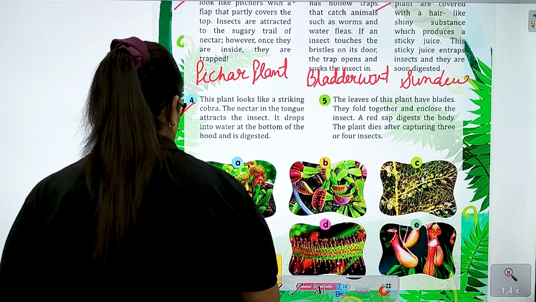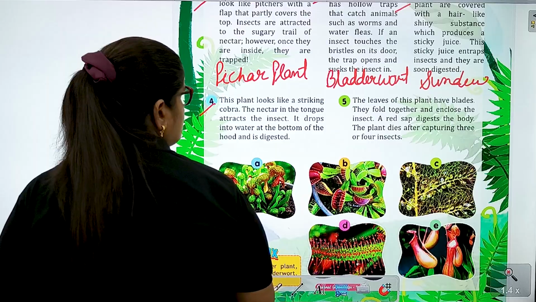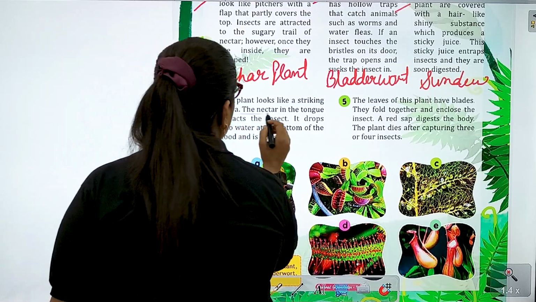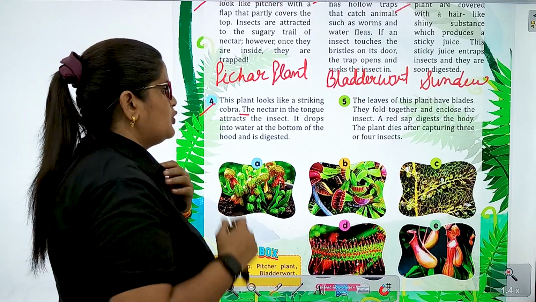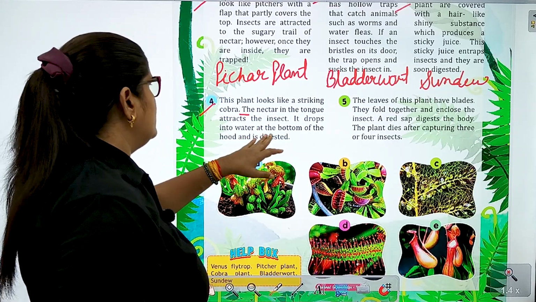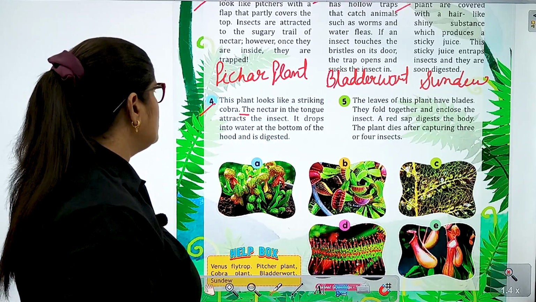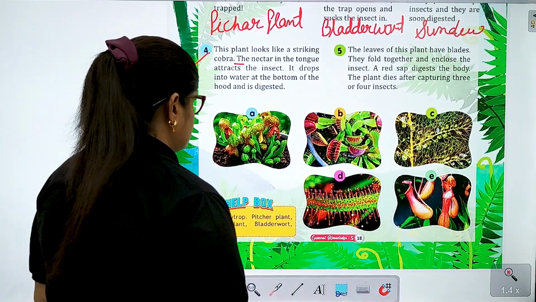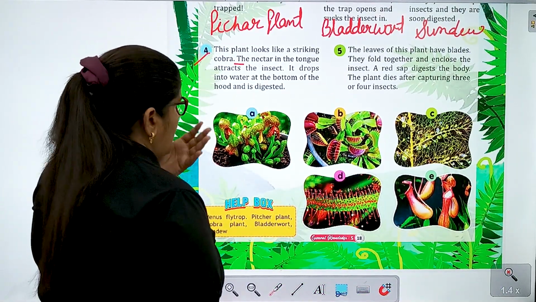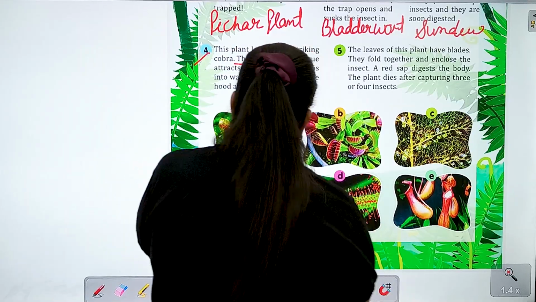Number 4, this plant looks like a striking cobra. The nectar on the tongue attracts the insect. It drops into water at the bottom of the hood and is digested. So this is the cobra plant. This one.